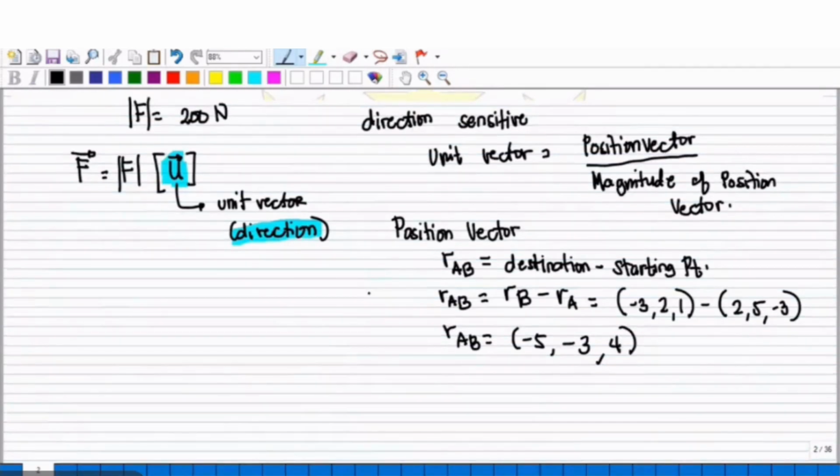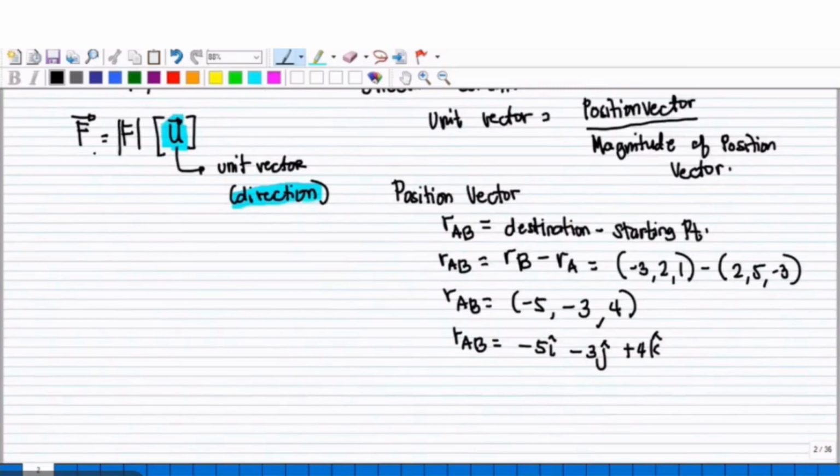Okay, so therefore, your position vector RAB, kung i-convert natin yan sa IJK, so this is equal to negative 5i. Okay, so nasa x direction yan. So minus 3j, so this is in the y direction, plus 4k in the z direction. Okay, so after which, pwede na nating makuha yung ating unit vector. Okay, so position vector over the magnitude of the position vector. Okay? So, pwede rin natin siyang i-direction na dito. Okay? Ang mahalaga lang naman na kunin natin is yung position. Then, the rest will follow. Okay? So, let us try.